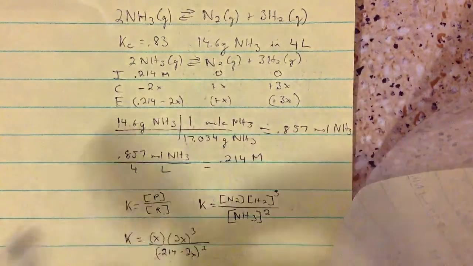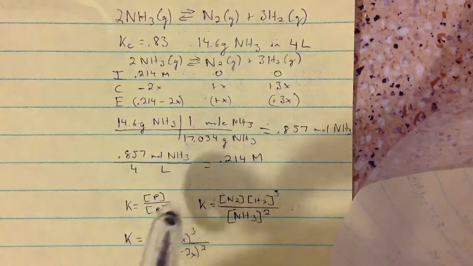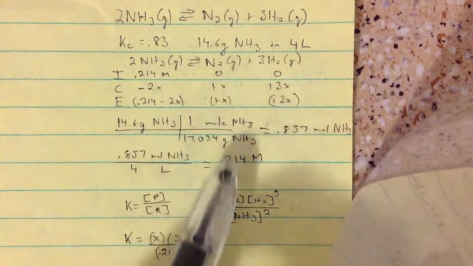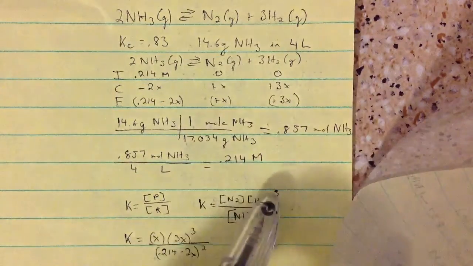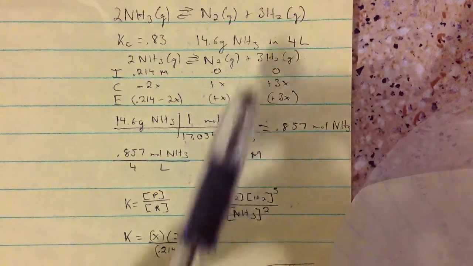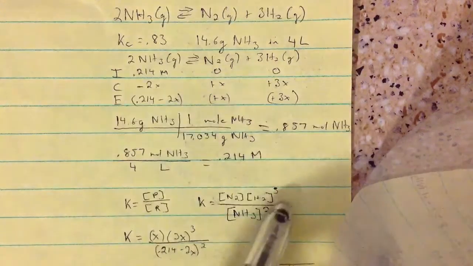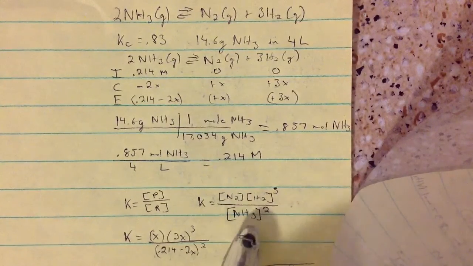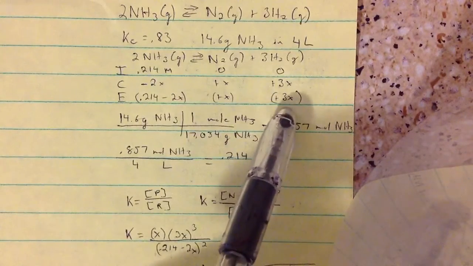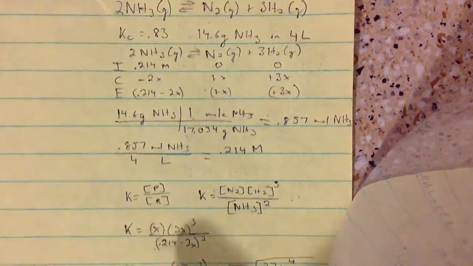So what we can do is solve for x, because we're actually given K. K is equal to products over reactants. So K is equal to N2, product side, the coefficient is 1, so the exponent is 1. H2, the coefficient is 3, so the exponent is 3. NH3, the coefficient is 2, so the exponent is 2. Now that we have all that, we can plug in all of our values.